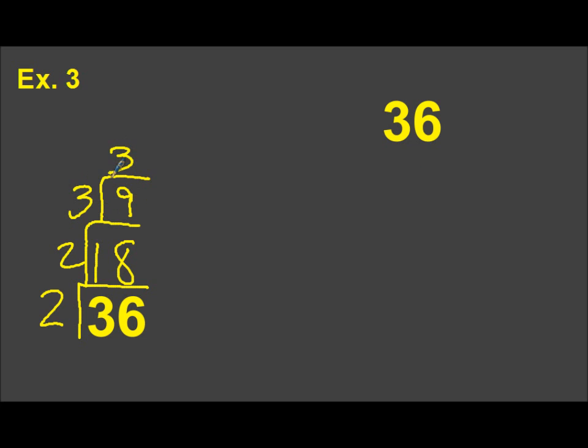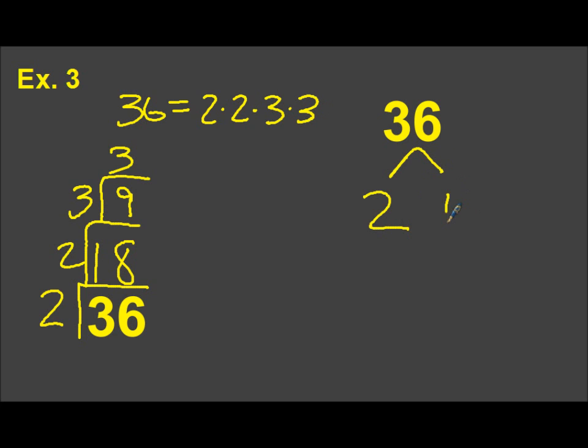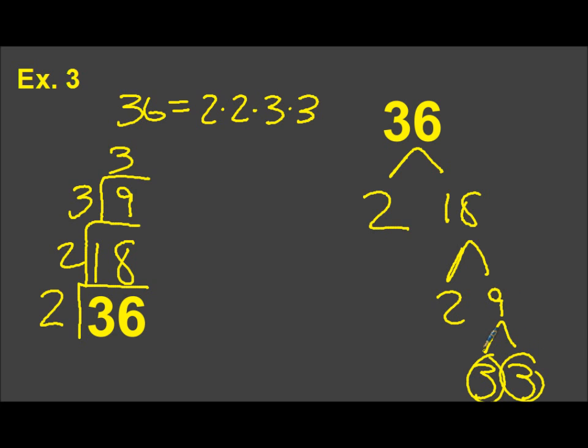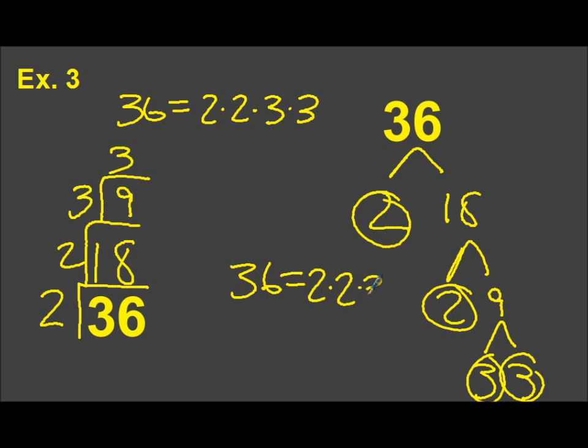Example number 3. Let's take a look at the number 36 and factor it out both ways. On the left, we'll use division by primes. Both ways will give you the prime factorization of 36.